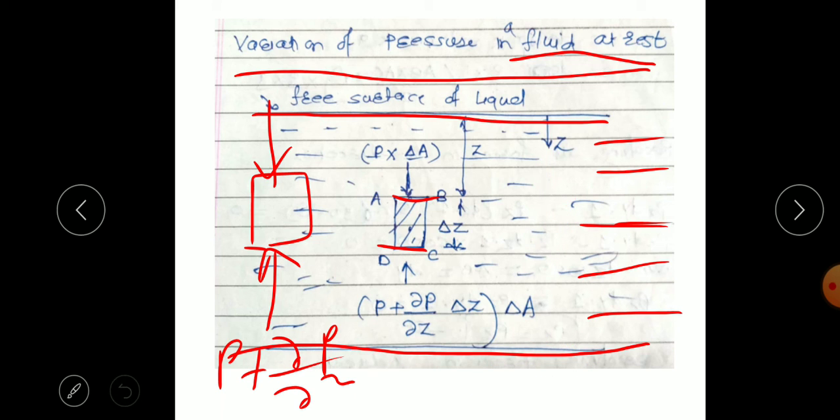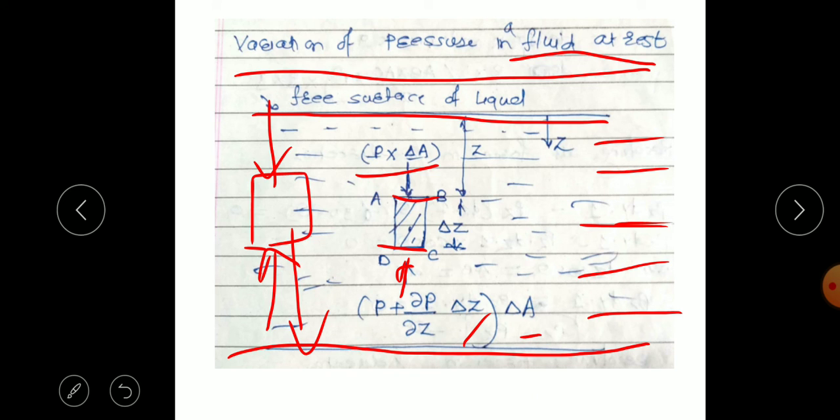One on the face AB is P into delta A. This is the force acting, and on the downward side, because of pressure, P plus delta P by delta Z into delta A is acting. Again, there is the weight of this fluid element acting in a downward direction. The horizontal forces, AD and BC, will cancel each other because they are equal and opposite. The same forces are acting on both sides, so they will cancel each other.